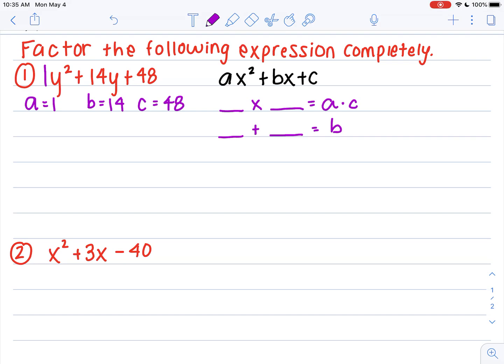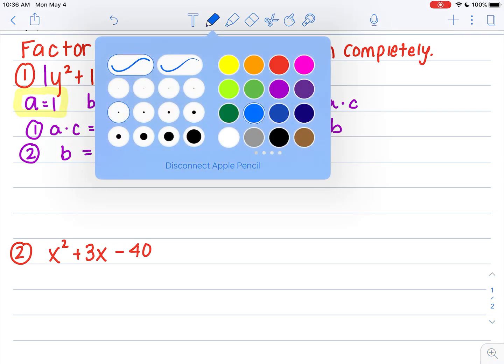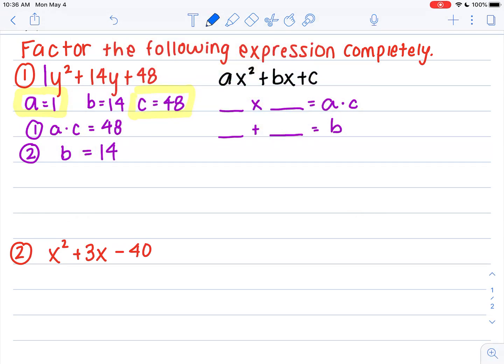So always start with, the first step is to find a times c. My a is 1 and my c is 48. So 1 times 48 is 48. Step 2 is just write what b is. So b is 14. So I need to find two numbers that multiply. So let me rewrite this out with the actual numbers. This is just like the formula, if you want to think of it that way. So I'm going to write it out now using that.